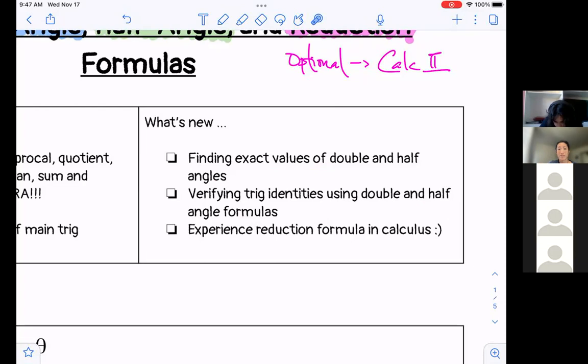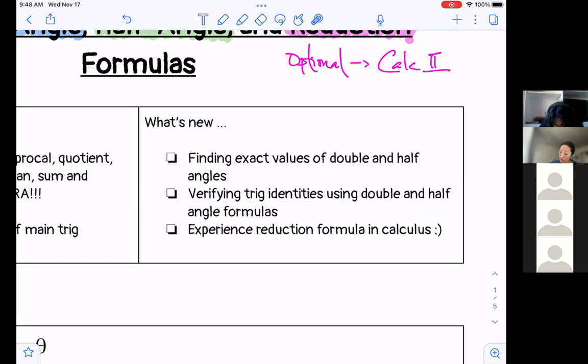I want to be very upfront and tell you, I do expect you to write both sides of a trig identity all the way down. Okay, so I want to make that really clear. So if you choose to do that, that's great. And if you choose not to do that, that's on you. Okay.